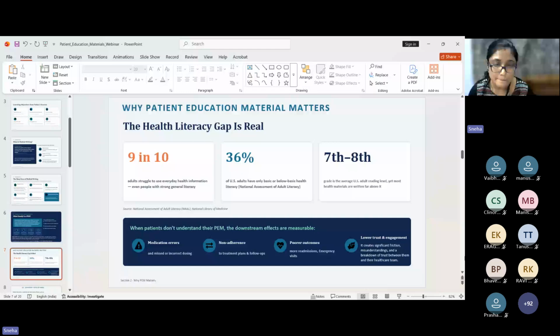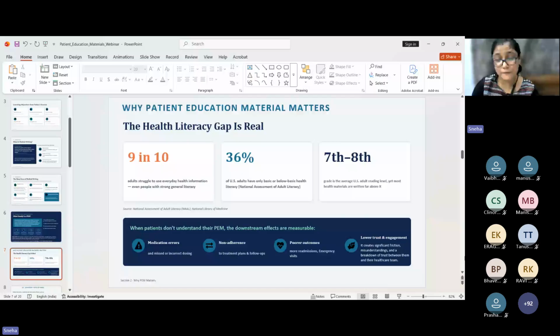36% of US adults have only basic or below basic health literacy, according to the National Assessment of Adult Literacy. So, a perfect patient education material should be of class 7 to 8 standard reading material. Class 7 to 8 standard reading material is perfect for any kind of patient education material.